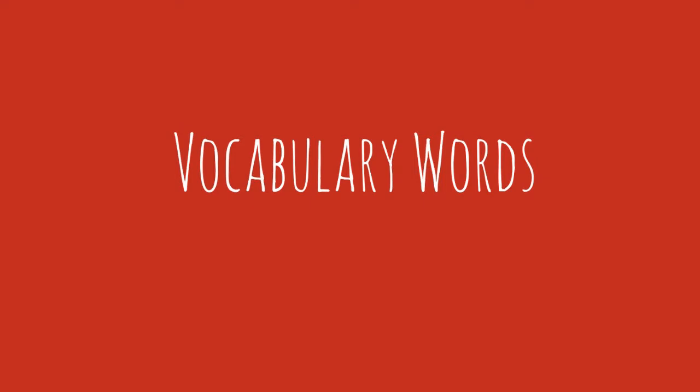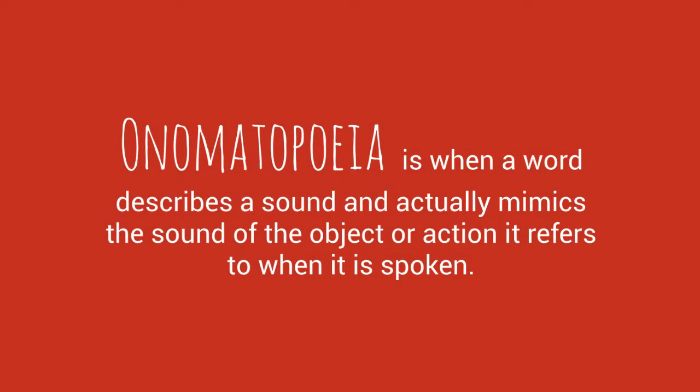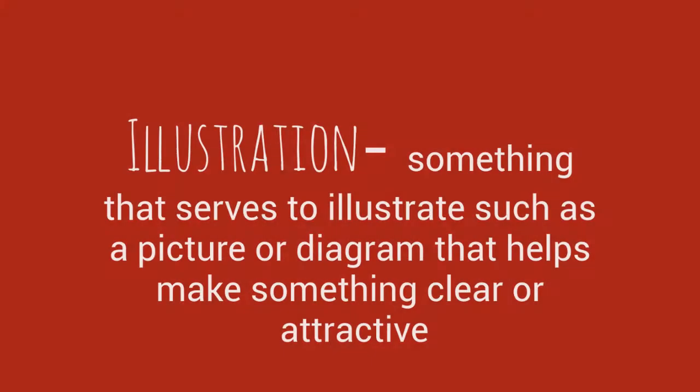Before we start reading the book, there are three vocabulary words I want you guys to think about. The first vocabulary word is onomatopoeia. An onomatopoeia is when a word describes a sound and actually mimics the sound of the object or action it refers to when it is spoken. Onomatopoeia appeals to the sense of hearing, and writers use it to bring a story or poem to life in the reader's head. It can also help to add a touch of fun or emotion to a piece. Examples of onomatopoeias throughout the book would be words such as bark or whine.